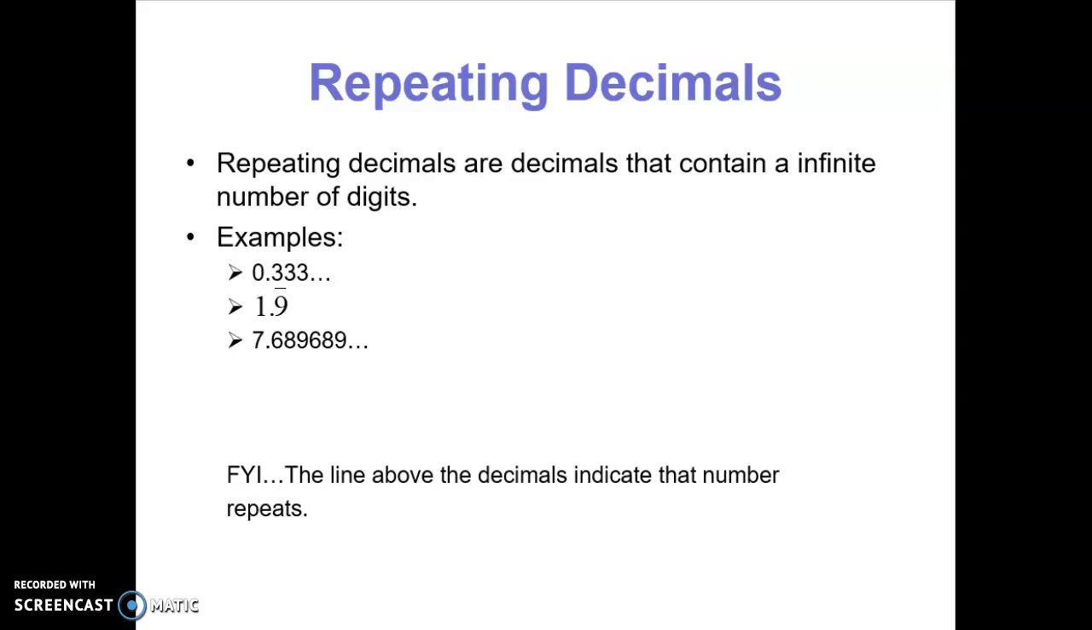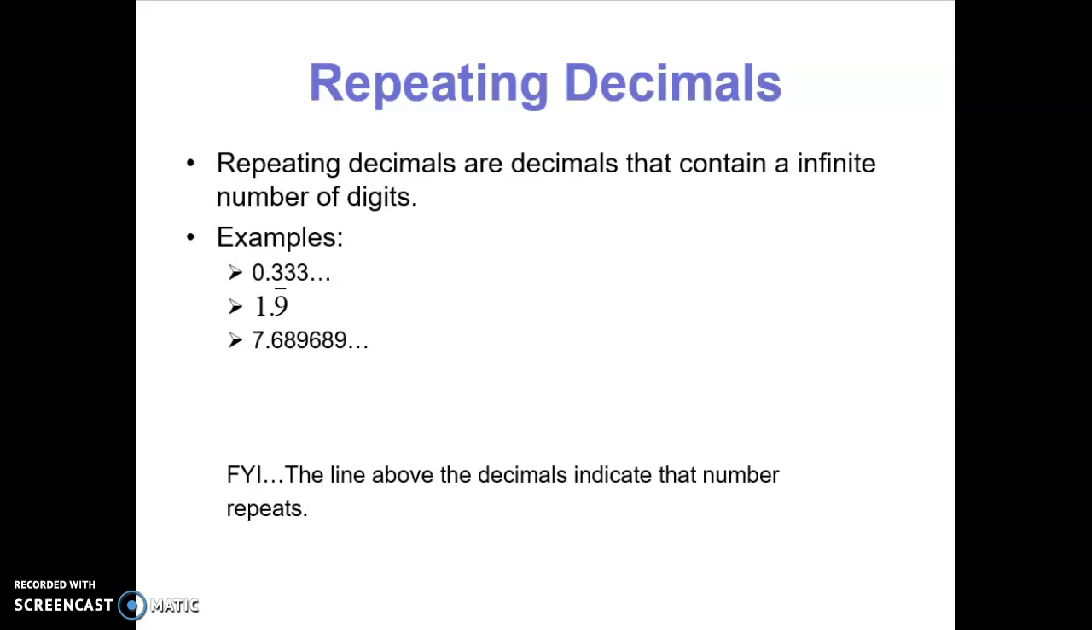Then we have 1.9. See the line over that? That means 1.9 repeating. So that's 1.99999. And then we have the third example, which shows that to be a repeating decimal, the digits must repeat in some specific order. So here we have, notice after the decimal on that third example, 0.689, which means that it repeats in the specific pattern after that decimal, 0.689, 689, 689, 689, and again it never stops.